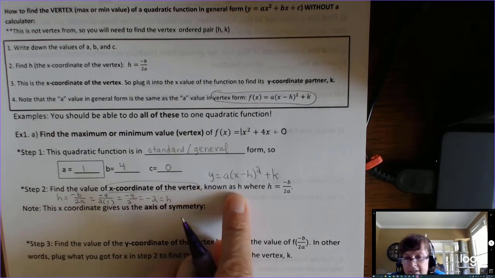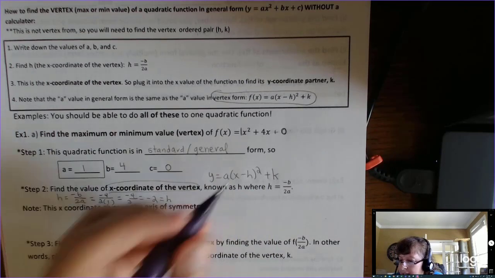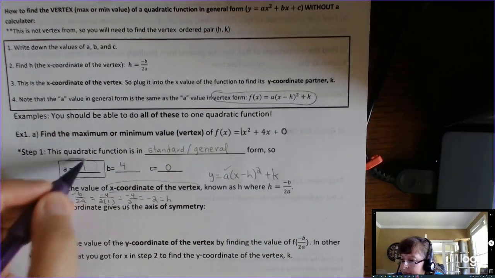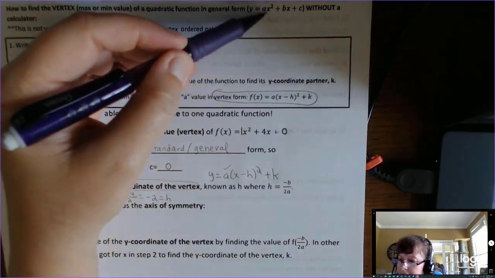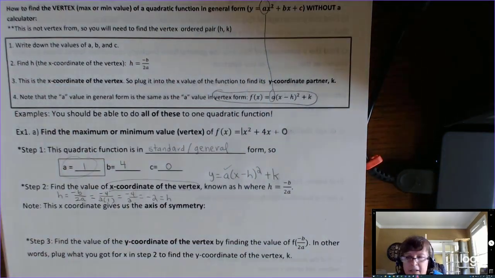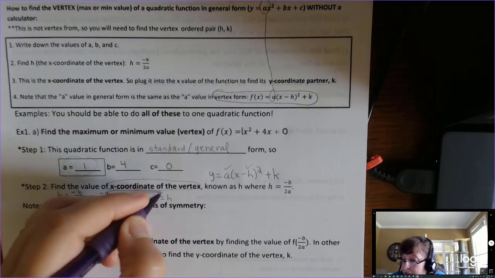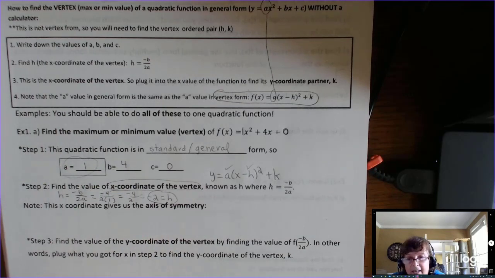But I let that talk to me. I write down the formula and it reminds me that I need a, and I have a, because did you notice that this a and that a are the same? That's not a coincidence. That will always be. And I need h, and I just found h, and now I need to find k. So it reminds me what I need to do.